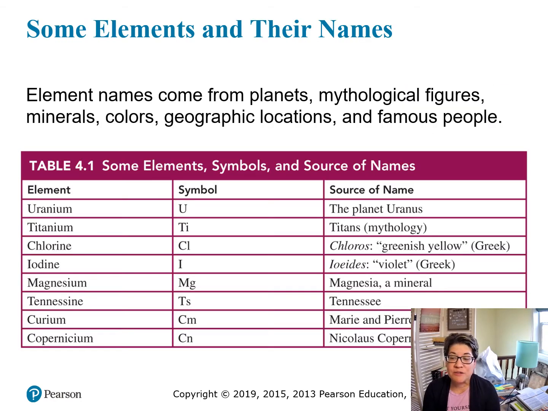Here are some examples of elements. You've probably heard of all of these: uranium, titanium, chlorine. They're named for different things. Some of them are named for people, planets, geographic locations, colors, minerals. So you can see some different examples here and what they're named for.